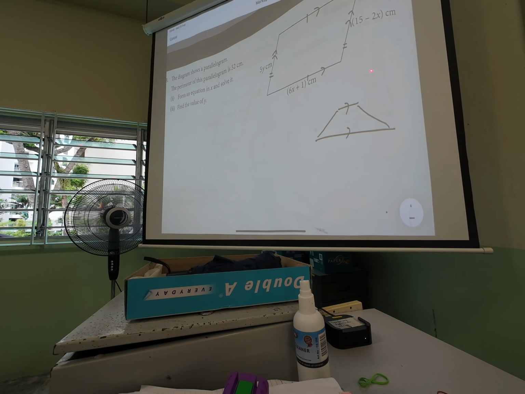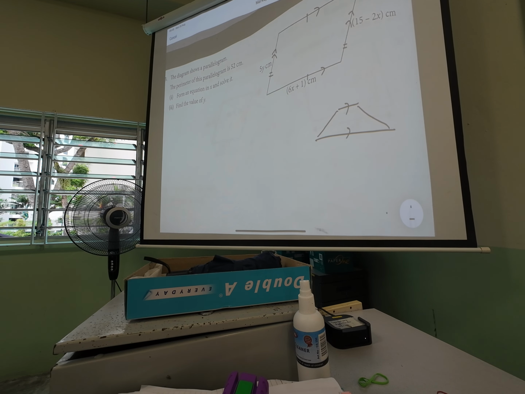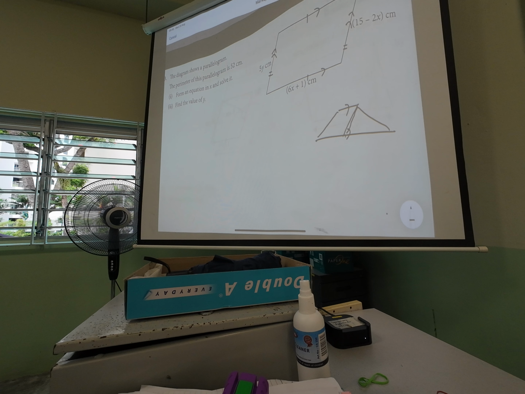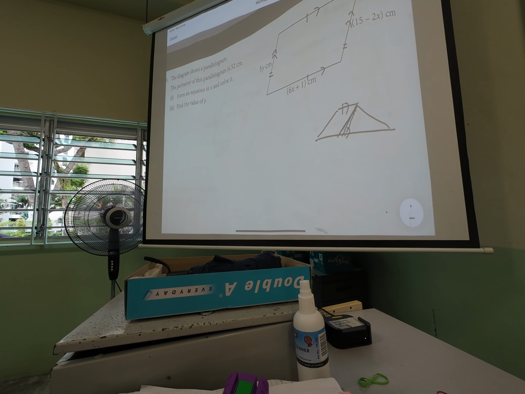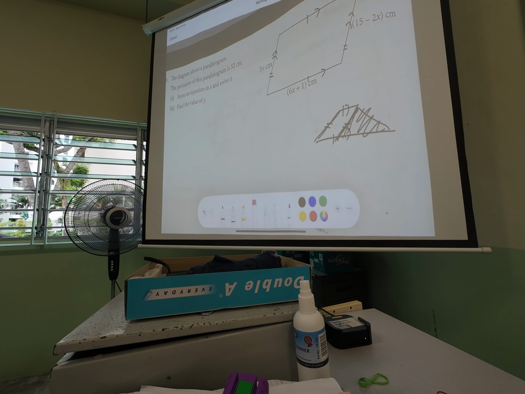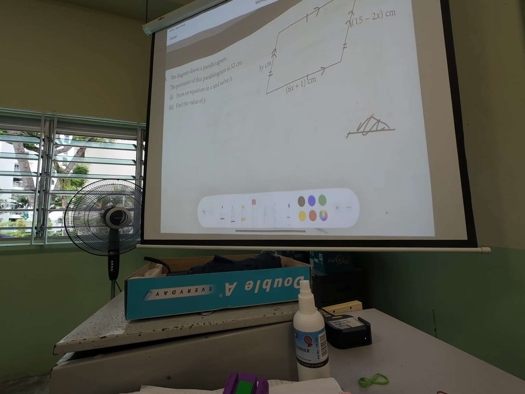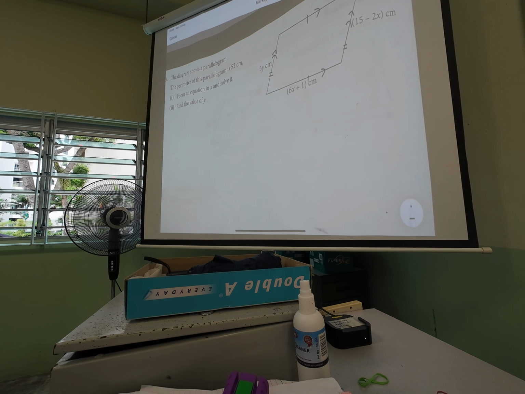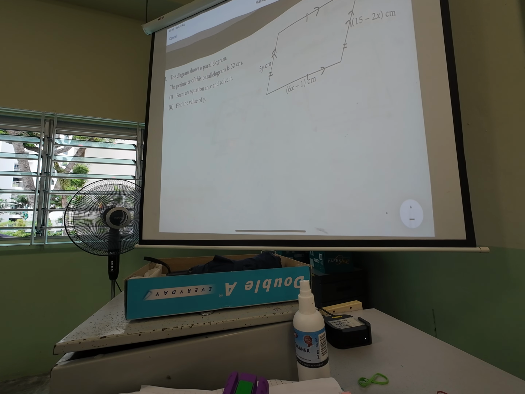So if all sides are parallel, it means this side and this side must be the same length, so that the direction will still be the same. It cannot be a different length. So in a parallelogram, opposite sides are the same length. Meaning, if this side is 6x plus 1, this side must also be equal to 6x plus 1.